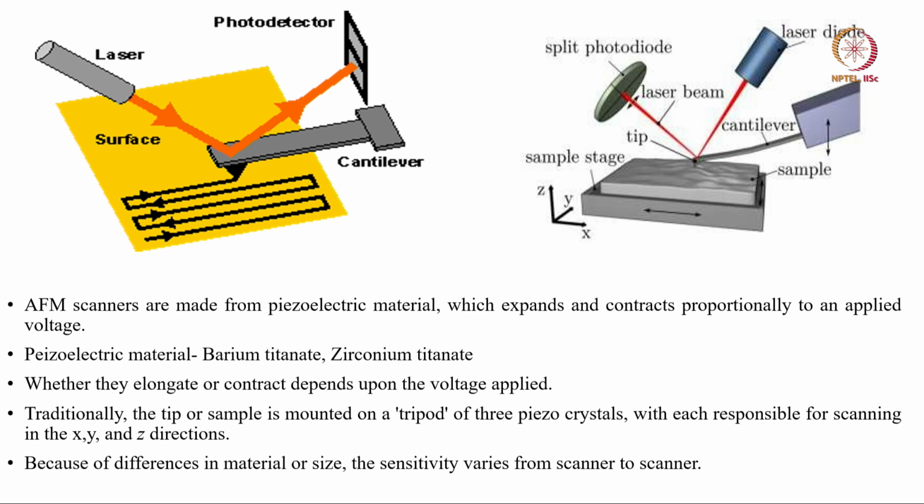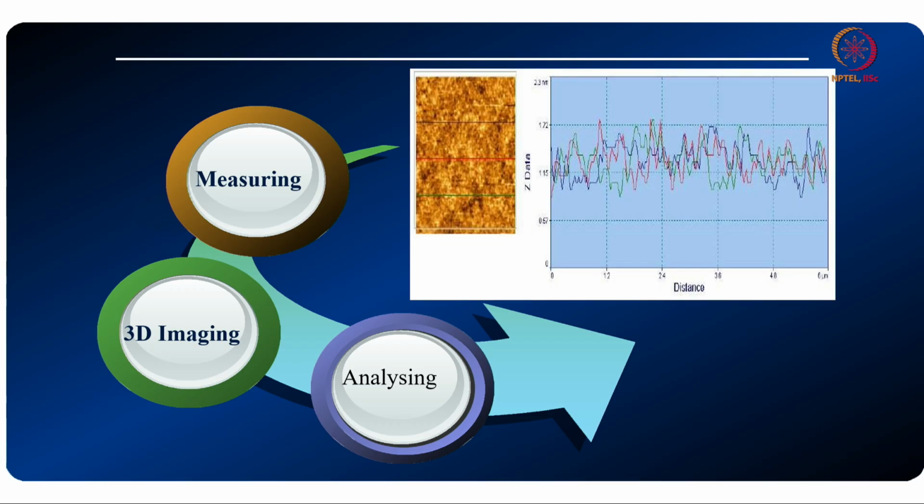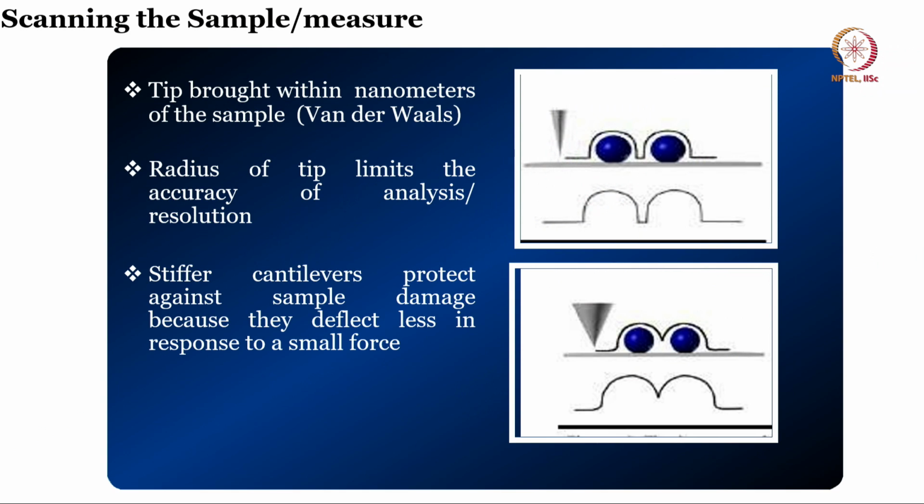Traditionally, the tip or sample is mounted on a tripod of piezoelectric crystals, with each responsible for X, Y and Z scanning. So it does not scan in theta but X, Y and Z. And because of differences in material or size, the sensitivity varies from scanner to scanner. So AFM can be used to measure, to image, to analyze. You can see an image from AFM, and here you can see the change in the Z delta, which is the variation of the film with respect to distance. You can have 2D images, you can have 3D images using AFM.